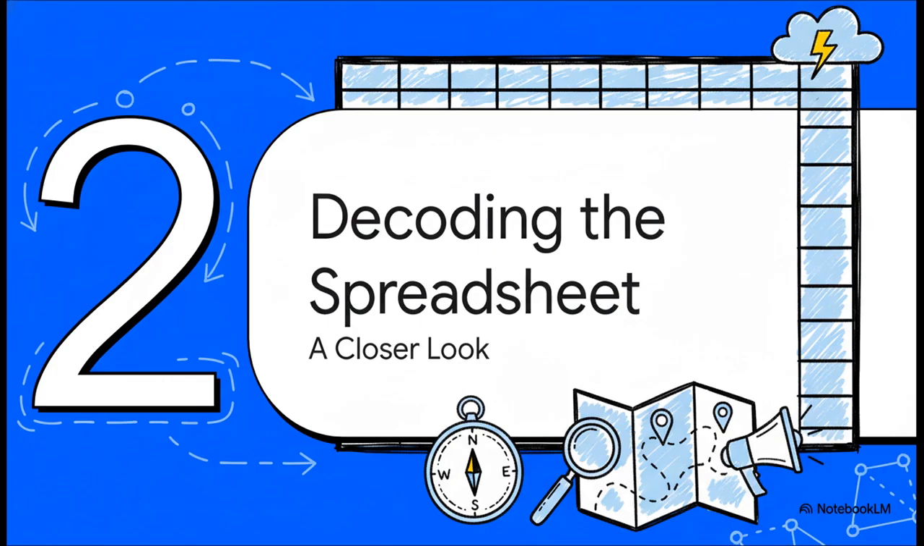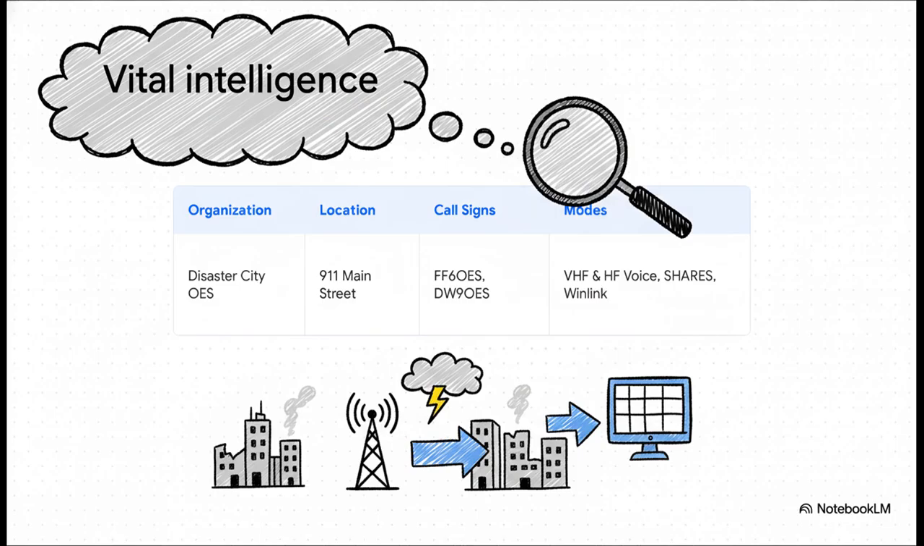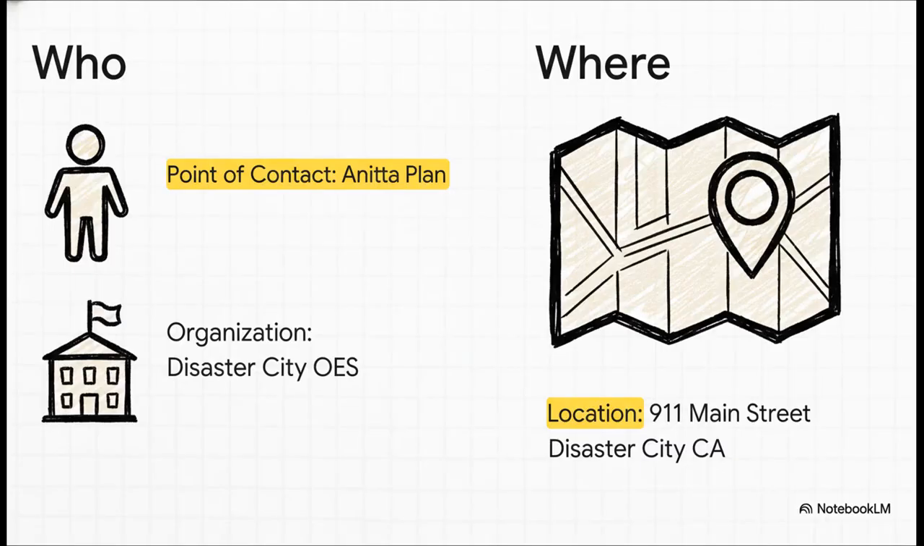Let's zoom in and decode a sample entry so you can see what kind of intel you'll find packed in there. At first glance, it just looks like a regular old spreadsheet. But trust me, every single column here is packed with vital intelligence you're going to need. Let's take a look at this example for Disaster City OES. The first few columns are pretty straightforward, right? They're the basics. They tell you who is operating, in this case, the Disaster City Office of Emergency Services. You get a point of contact, a need a plan, and you get the physical address, the where. Simple stuff, but absolutely essential.